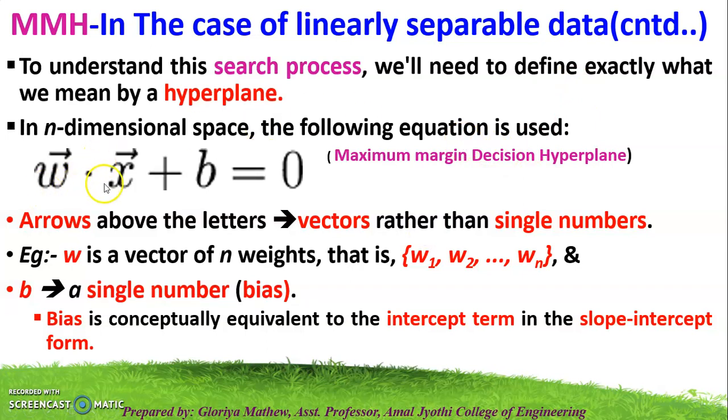The equation for representing the hyperplane is w dot x plus b is equal to 0. Here the arrow marks are used for indicating vectors rather than a single number. These w and x are vectors, not single numbers. For example, w is a vector of n weights, that is w1, w2, up to wn, and b is a single number which is known as the bias. The bias is conceptually equivalent to the intercept term in the slope-intercept form.